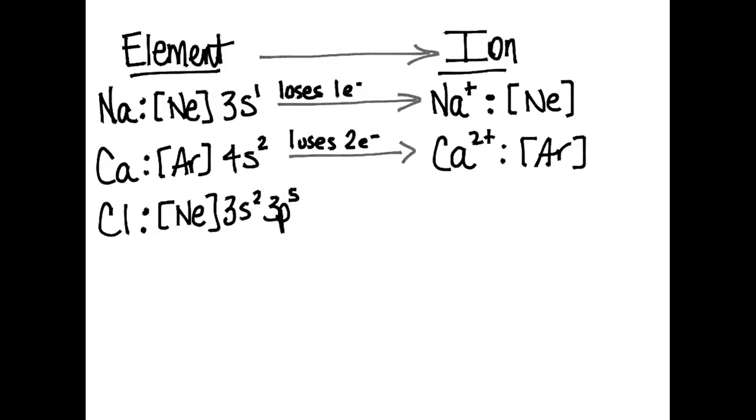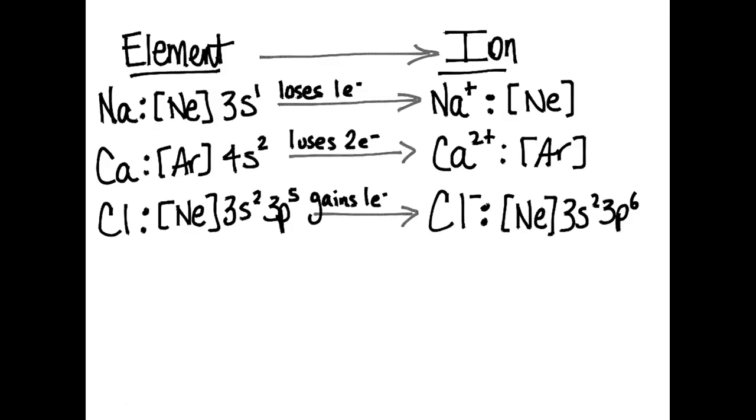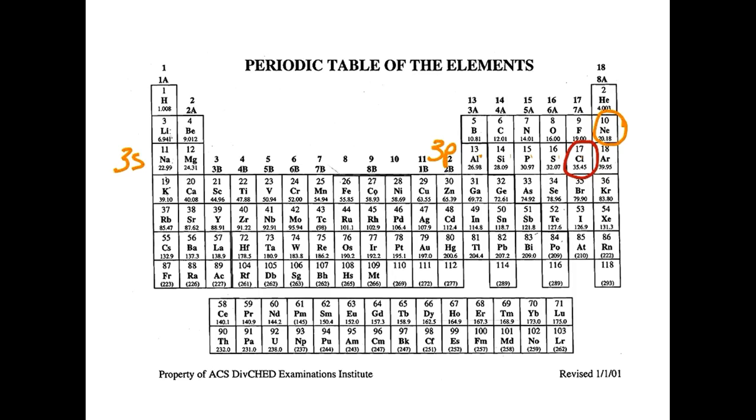Chlorine tends to gain electrons. It gains 1 electron to form the chloride ion, as do all of the halogens. So to form chloride, we end up with neon 3s2, 3p6, which is the same as the next noble gas configuration, which is argon. And so this helps us understand why chlorine would form chloride.